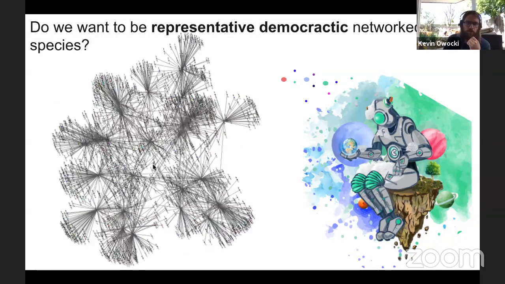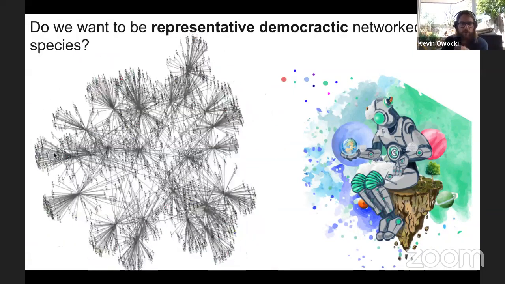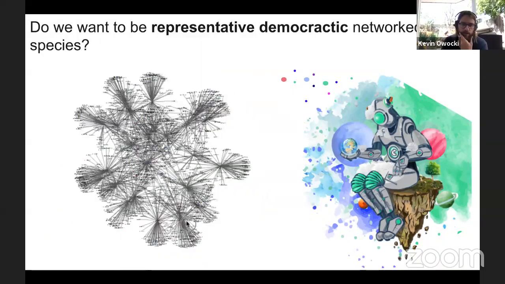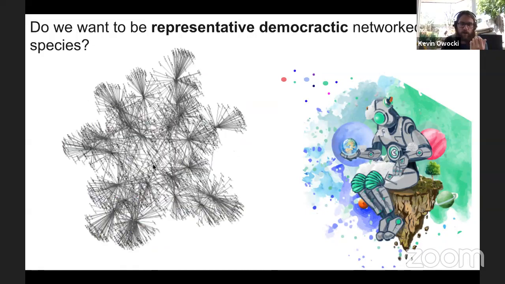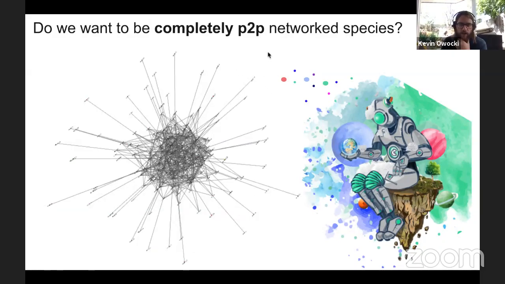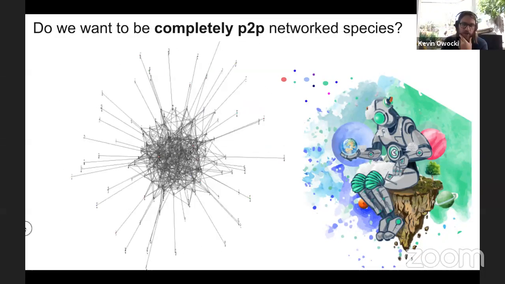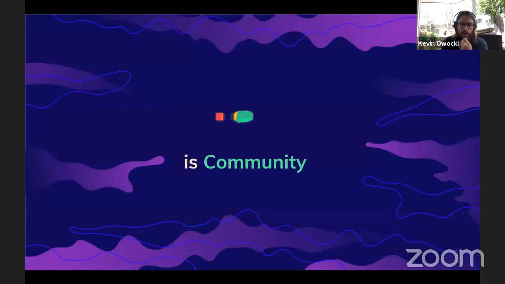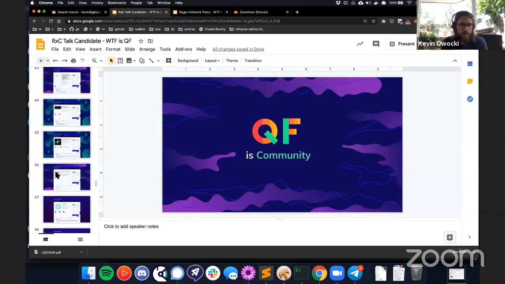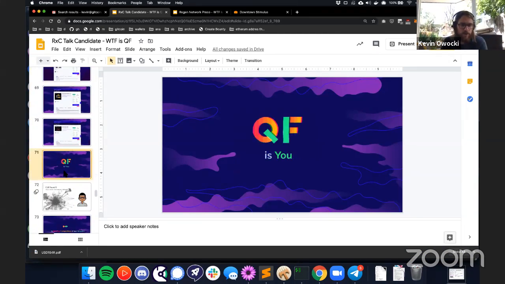I think that we've been talking about democracy and learned about democracy, at least I have, since I was a little kid. And so a more democratic way of allocating capital, or maybe a completely peer-to-peer way of allocating capital, is what really excites me about the experiments that we're doing with Gitcoin and Quadratic funding.